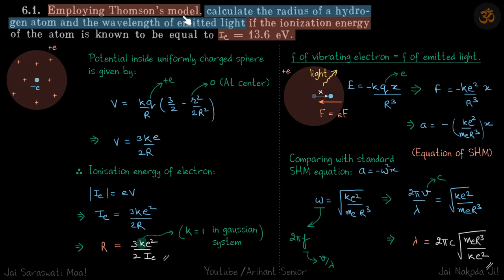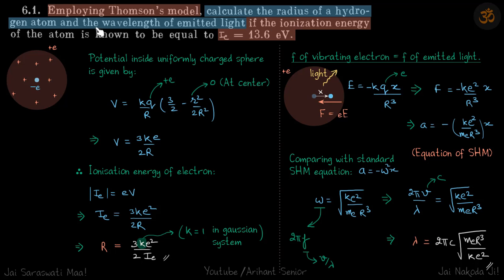Employing Thomson's model, we need to calculate the radius of the hydrogen atom and the wavelength of emitted light if we are given the ionization energy of this atom. So since it's a hydrogen atom, in Thomson's model we can assume that the electron by symmetry will be at the center and positive charge will be distributed uniformly around this electron. Ionization energy is how much energy we need to give to this electron to take it away from this nucleus.